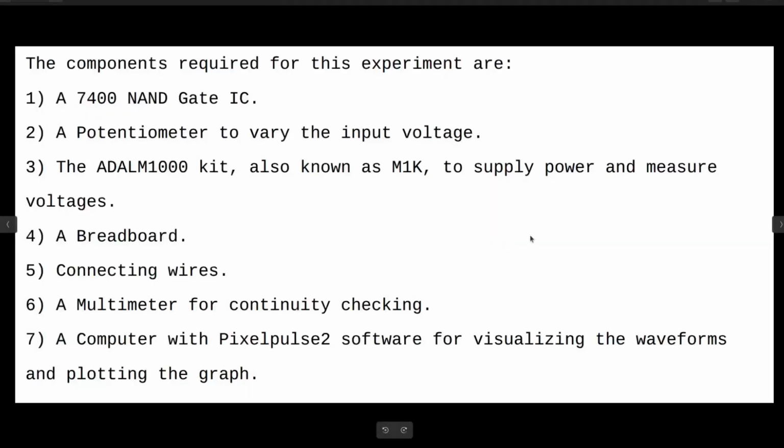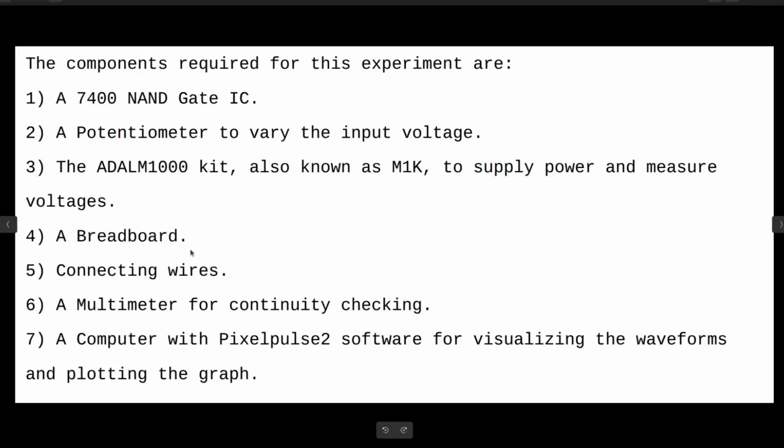In this video, I will be demonstrating the week 1 experiment, which is the voltage transfer characteristics of a NOT gate implemented using a NAND gate. To perform this experiment, we need a total of 7 components. First one is the 7400 NAND gate IC. Second one is a potentiometer to vary the input voltage to the IC. And third one is an ADALM1000, also known as M1K, to supply the power to our circuit and measure the input and output voltages.